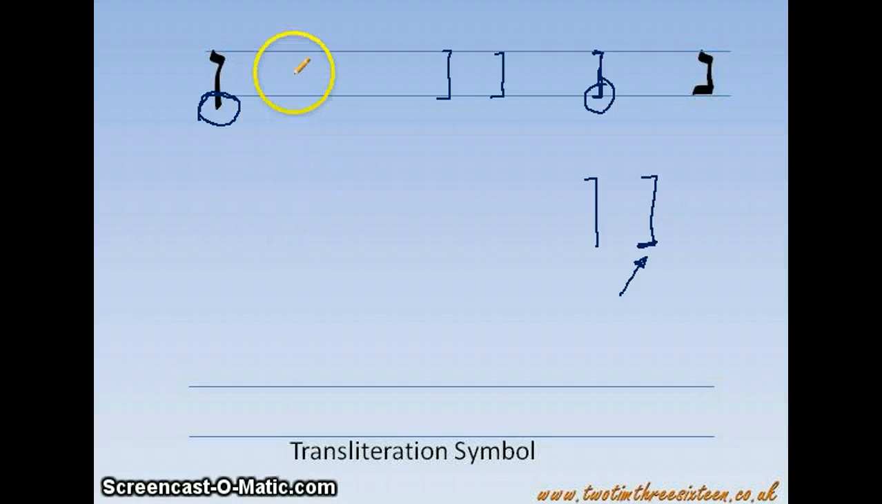The vav, if I were to draw a vav just here, let's change color, let's go green. I want to draw a vav just here, and the vav is going to stop there. Go back to my blue. The vav is going to stop there at the line, but the nun is going to go below the line. And the nun sofit you're only going to find at the end of a word. Not the end of a line, but the end of a word, any word. The final form looks like this.